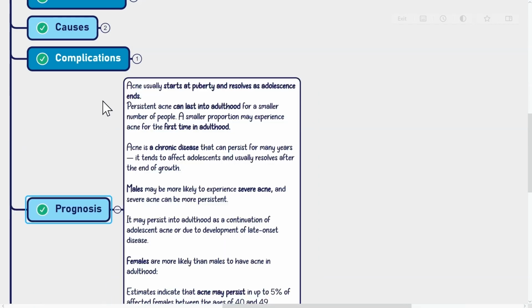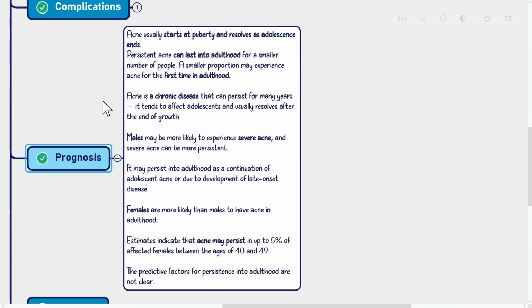Prognosis. Acne usually starts at puberty and resolves as adolescence ends. Persistent acne can last into adulthood for a smaller number of people. A smaller proportion may experience acne for the first time in adulthood. Acne is a chronic disease that can persist for many years. It tends to affect adolescents and usually resolves after the end of growth.